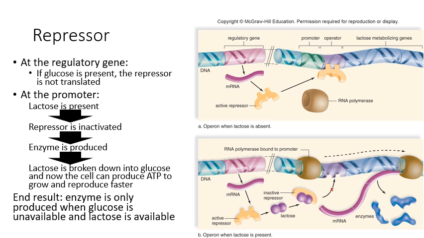If we look at this little flowchart, we can see if there's lactose present, the repressor is inactivated, the enzymes get produced, and lactose can be broken down into glucose, and then that glucose can be used to help the cell grow and do all these cool things that it likes to do. So the end result is that we only are going to produce this enzyme when there's no glucose and lactose is available. And so the cell responds to those environmental cues and acts accordingly.